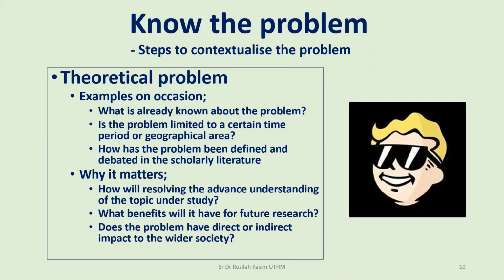How has the problem been defined and debated in the scholarly literature? Why does it matter for a theoretical problem? We look at the question: how will resolving it advance understanding of the topic under study? Do we need to extend the knowledge on the theoretical scientific problem? What benefits will it have for future research? Does the problem have direct or indirect impact on the wider society?